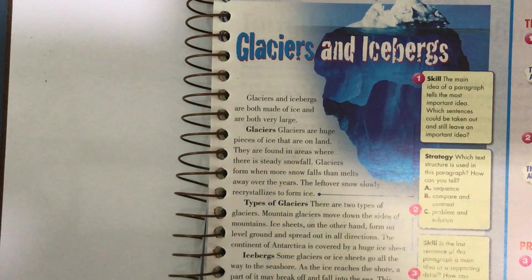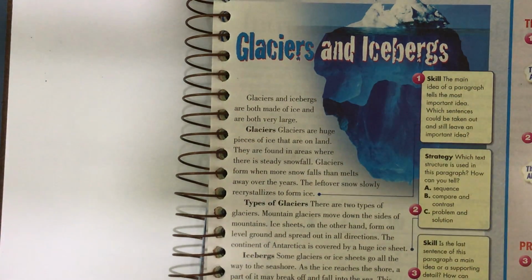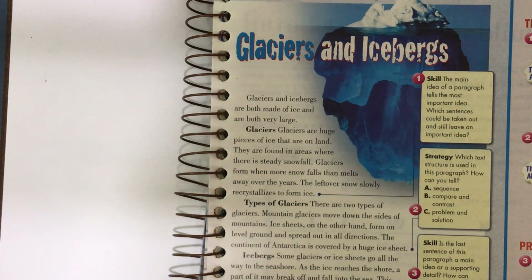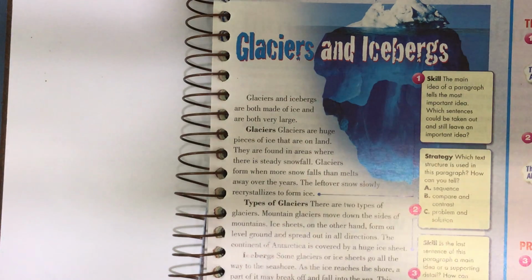Okay. Glaciers and icebergs are both made of ice and both very large. Glaciers are huge pieces of ice that are on land. They are found in areas where there is steady snowfall. Glaciers form when more snow falls than melts away over the years. The leftover snow slowly recrystallizes to form ice.